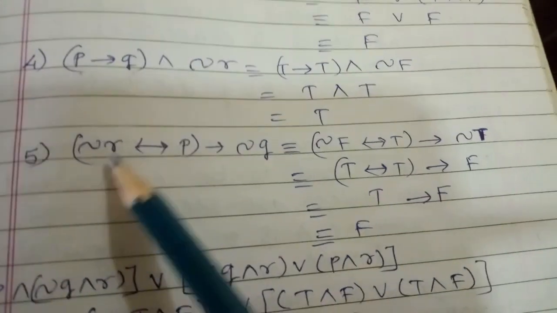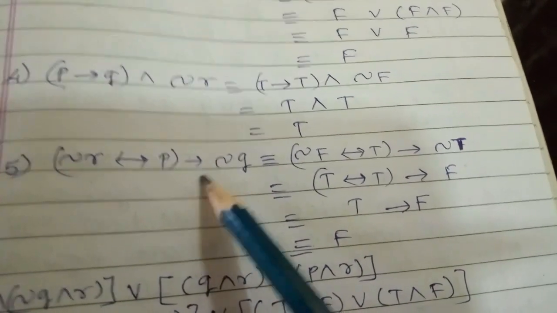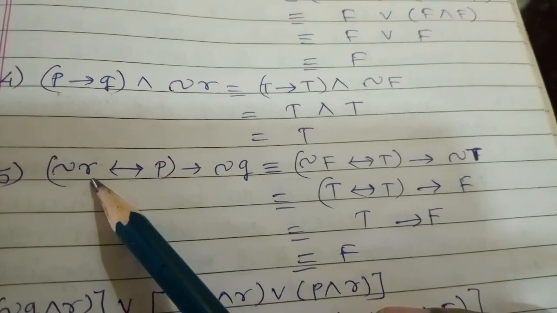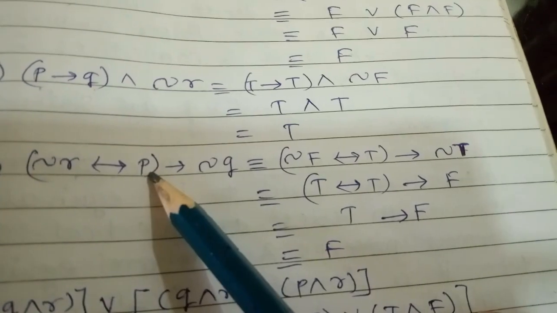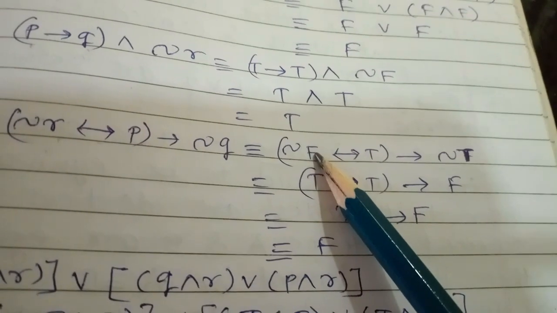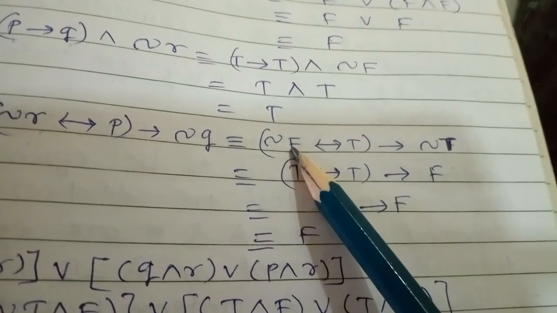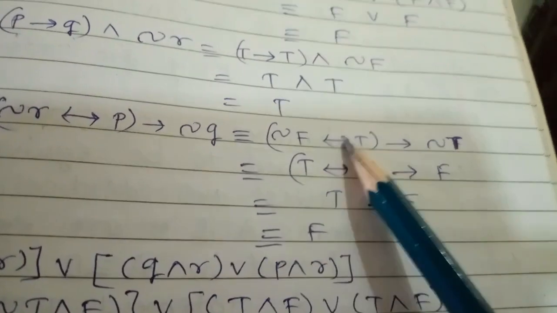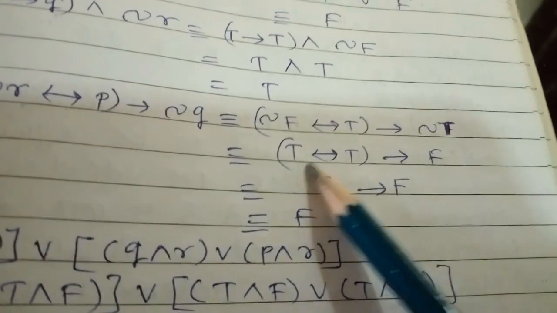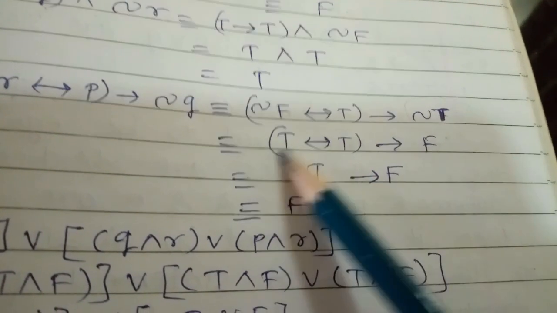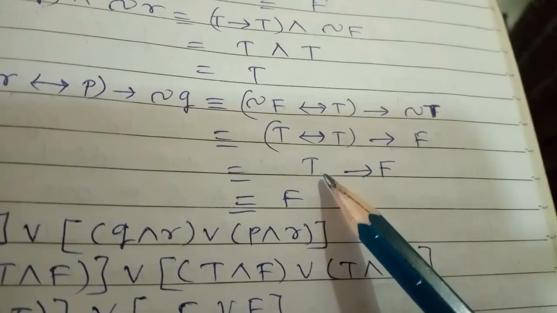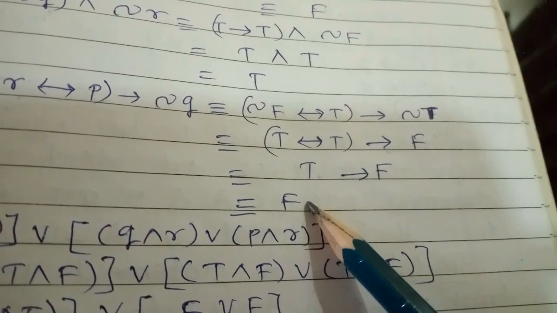Next one, negation R biconditional P, conditional negation of Q. So put down the values. R is false, P is true, and Q is again true. So negation of F biconditional T. First, negation of F is T, biconditional T as it is, conditional negation of T is F. Again the biconditional of T, having the same value, we get T, and biconditional F is as it is. So T conditional F is F.